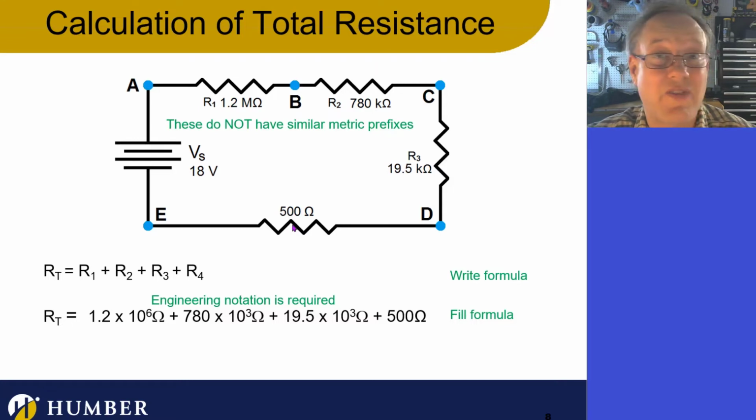Or in this case, if you wanted to, you could write 19,500 ohms plus 500 ohms. Essentially, that's going to possibly screw you up. Just use the metric prefixes on your calculator.